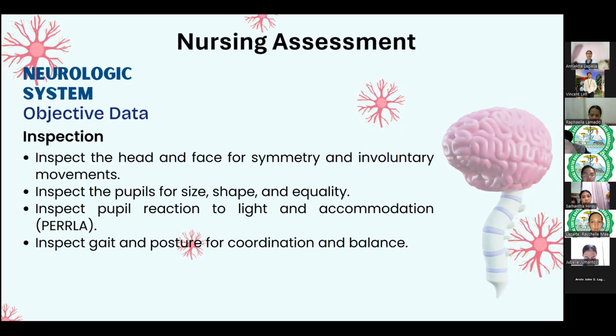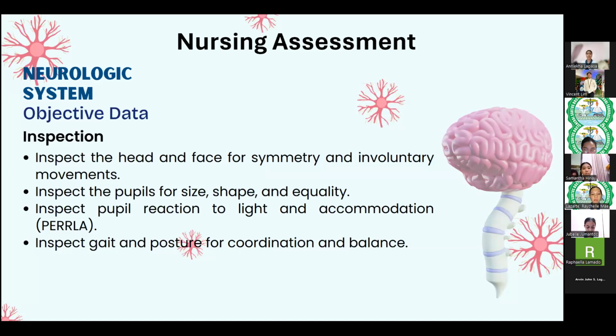For the neurologic system, the objective data starts with inspection. First, inspect the head and face for symmetry and involuntary movements. Second, inspect the pupils for size, shape, and equality. Next, inspect pupil reaction to light and accommodation, which is PERRLA. Next, inspect the gait and posture for coordination and balance.